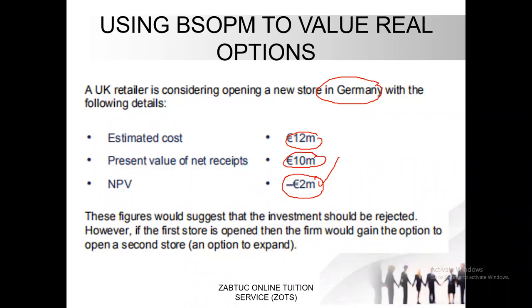However, if the first one is opened, then the firm would gain the option to open a second store. This is an option to expand now. Now, this option to expand further is like a what? It's like a call option that we've been dealing with, which is an option to spend in the future, or an option to buy, which you can value using your Black-Scholes.